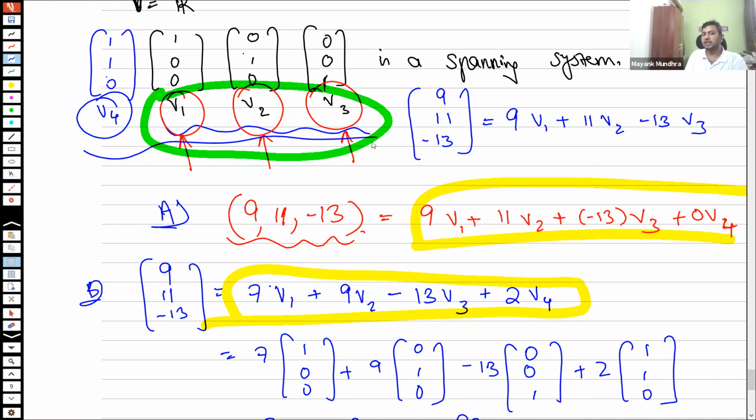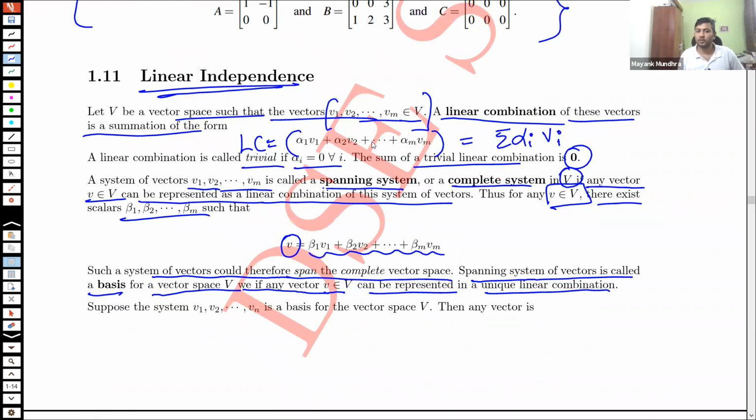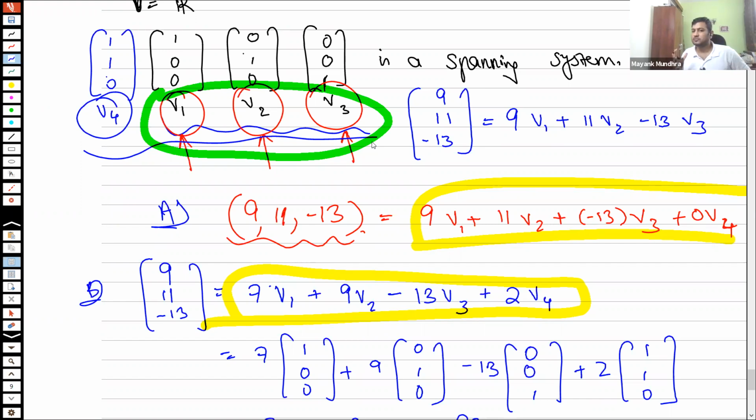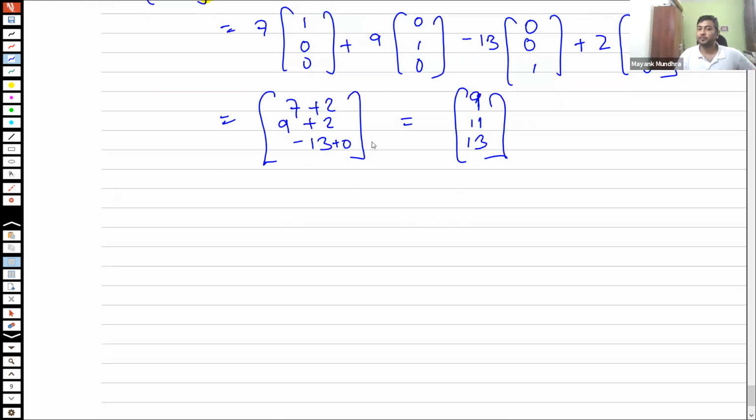So both V1, V2, V3 and V1, V2, V3, V4 are spanning systems. But the difference is that with V1, V2, V3, any point can be reached only in a unique way, whereas with V1, V2, V3, V4, you can have multiple combinations to reach a point. So when a spanning system can be used to reach some point only in a unique way, then that spanning system is called a basis.